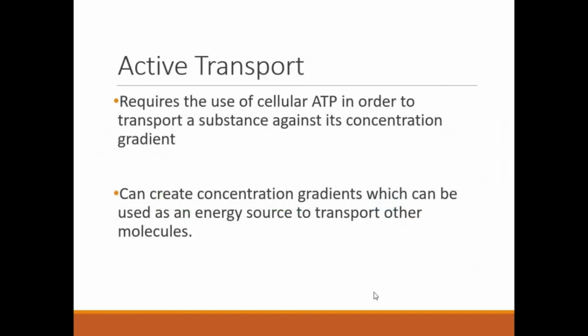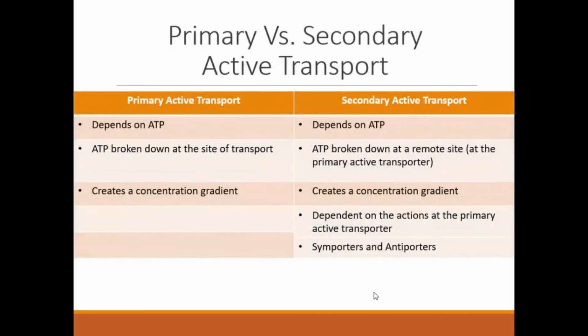The last type of transport we have to get into is active. Now, we said this requires the use of ATP. This is a pump. We're trading ATP, energy in the form of ATP, to produce a concentration gradient. Energy in the form of a concentration gradient. We have two different types: primary active and secondary active.